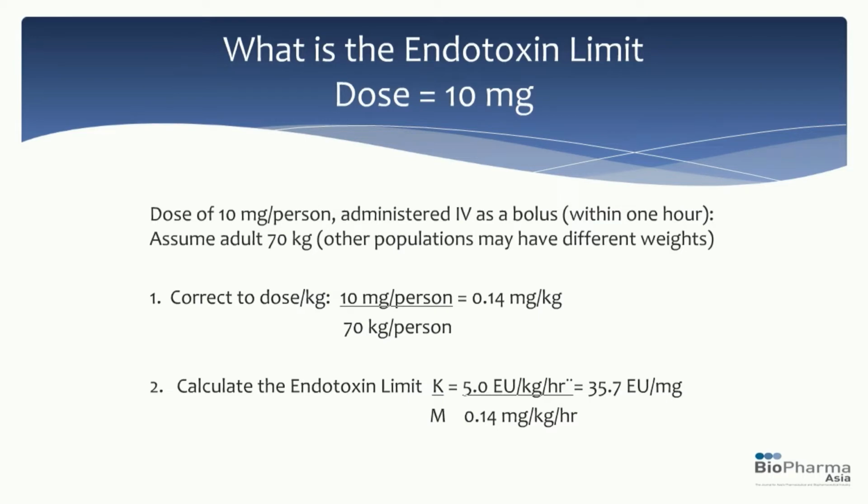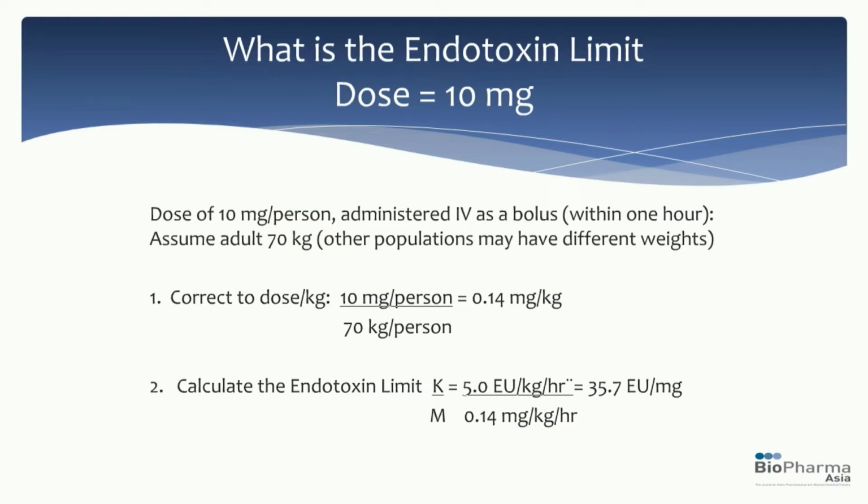Supposing we have a dose of 10 milligrams per person administered IV as a bolus, meaning within 1 hour. Well, remember, we always have to reduce everything back to EUs per kilo per hour, and our dose here is milligrams per person. So what do we have to do? Well, we have to say, okay, let's assume that the average adult in the United States weighs 70 kilos.